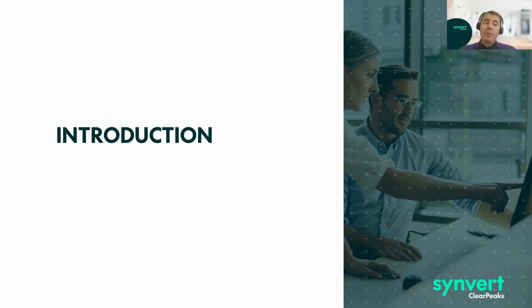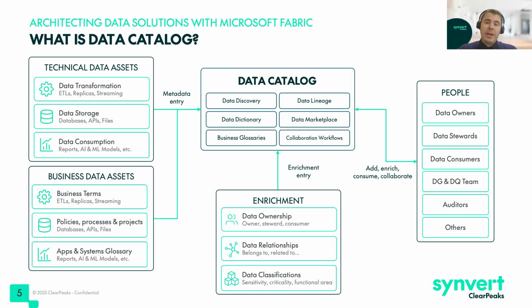So let's start. But before diving into Microsoft Purview, we need to take a moment to understand what a data catalog is and why it's a fundamental component of any data strategy. Although we could obviously spend hours discussing data catalogs in general terms, we can say they are composed of two main types of assets: the technical data assets and the business assets. The technical data assets include elements such as the data transformations, for example ETL, the data storage, for example a database, and the data consumption tools, for example a dashboard.